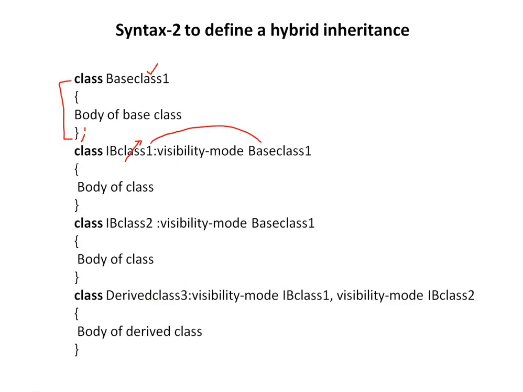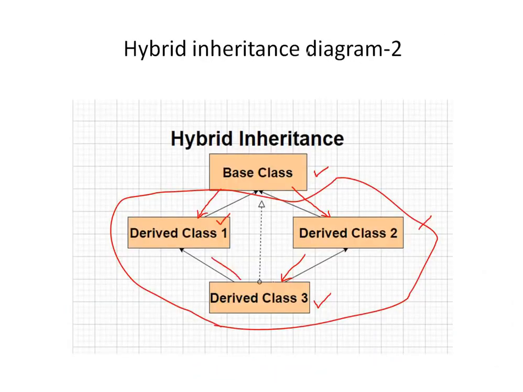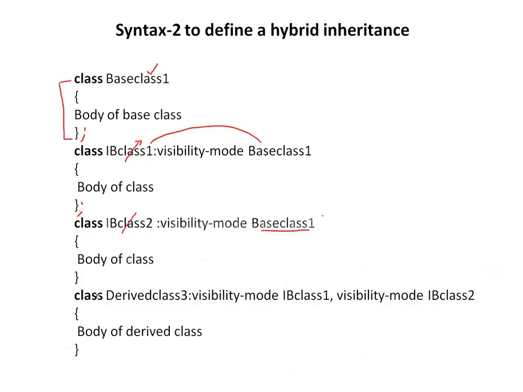Next, after that we have to write the set of statements within the brackets. Next let us see class IB class 2. Class IB class 2, colon operator, then followed by visibility mode, next base class 1. Here IB class 2 is the another intermediate base class. In our example, what is the intermediate base class? Derived class 2. This one is the intermediate base class which inherits the properties of the base class 1.